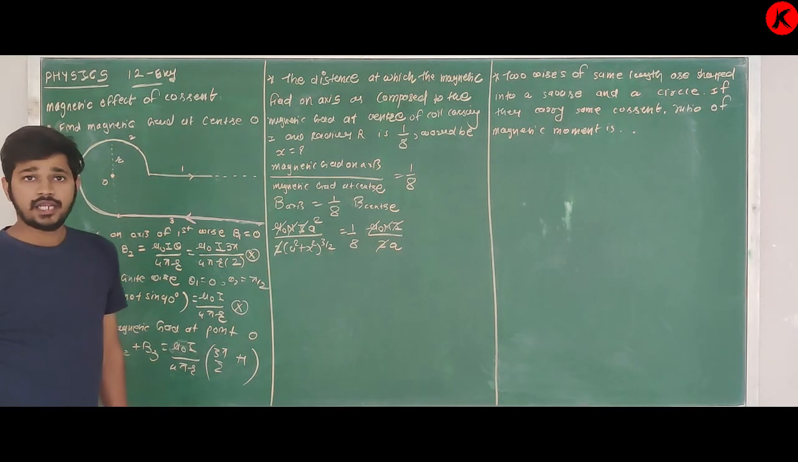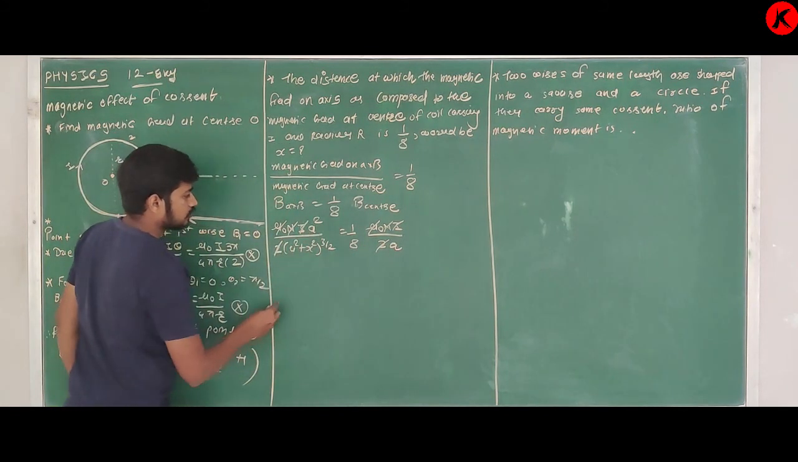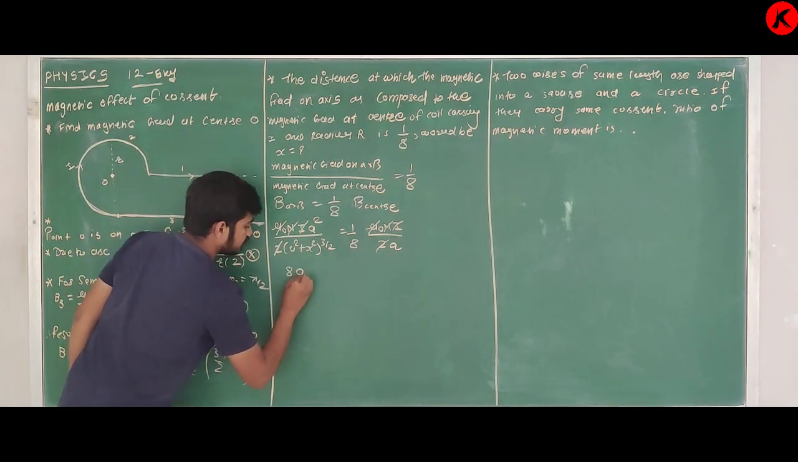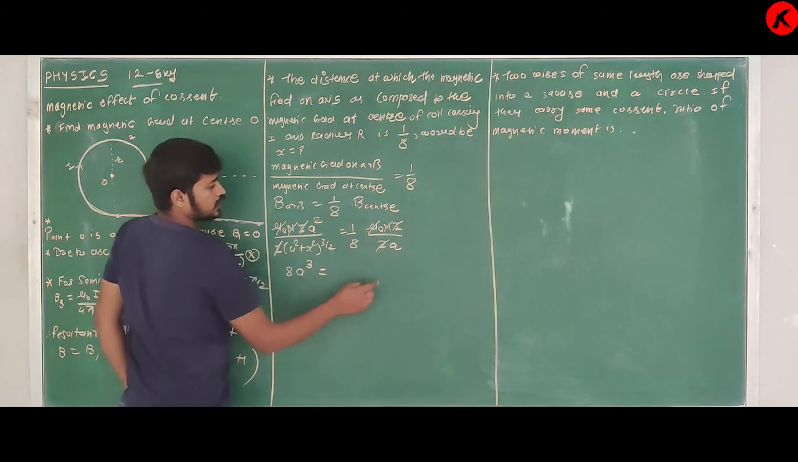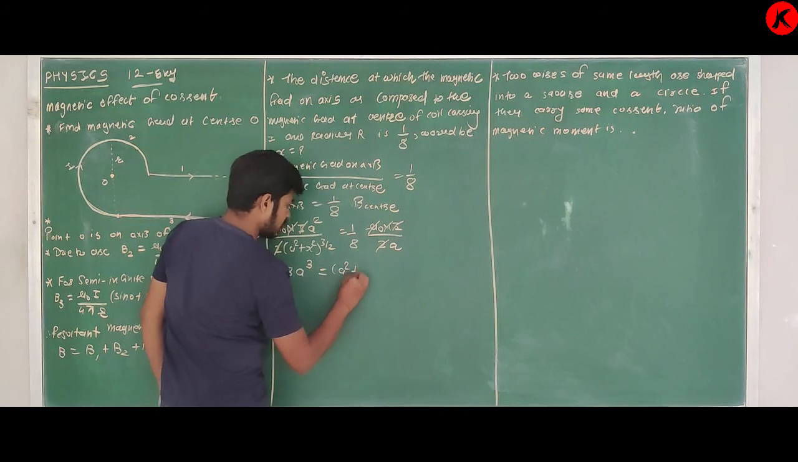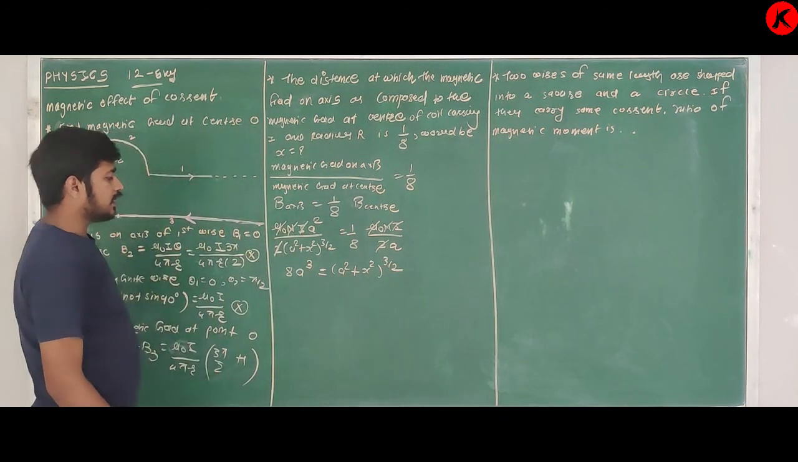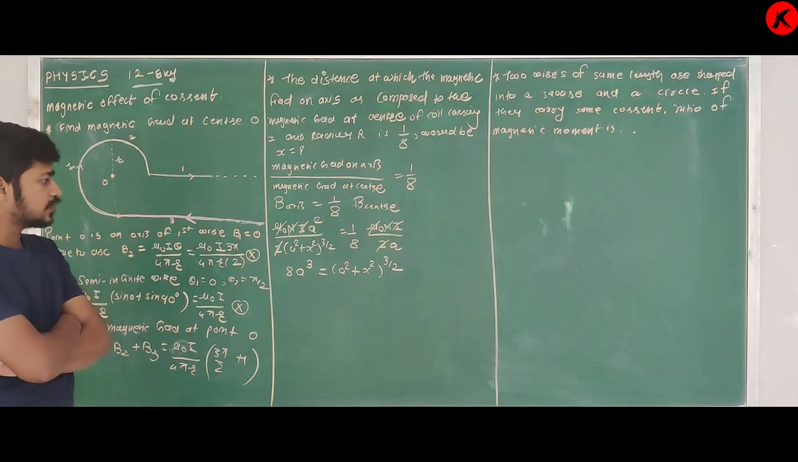Now I can write this 8 into 2 at this side. So it is 8a cube, a square into a, so it is 8a cube is equal to this side is a square plus x square raised to 3 by 2.